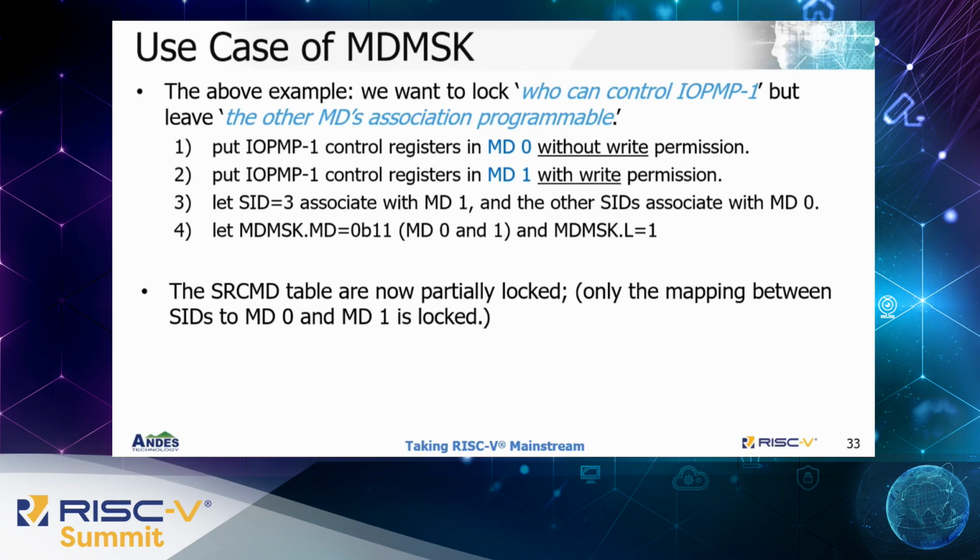Step 4 locks the association from all SIDs to MD0 and MD1. Here, we don't need the extra memory domain plus 2 IOPMP entries that we needed with the loop of denying. That is what we mentioned as partially lock, which cannot be done by the previous method.